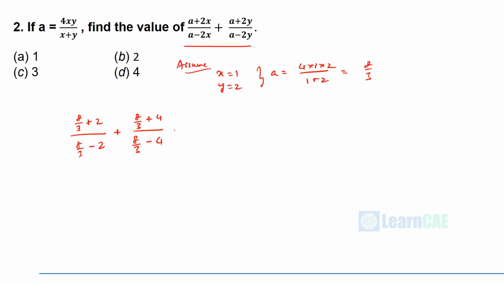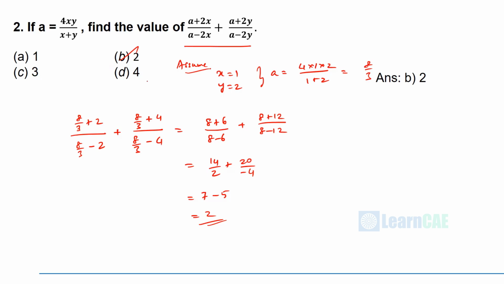Okay, now let us solve. This is equal to, we shall multiply by 3 on top and bottom. This will be 8 plus 6 divided by 8 minus 6, plus 8 plus 4 3s are 12 divided by 8 minus 12, which again will be 14 by 2 plus 20 by minus 4. This is equal to 7 minus 5, which is equal to 2. The answer is 2. You can also substitute this value of a into the original expression and try to find out the value, but it will take a lot of time. So by this method, we have quickly found out the answer, which is 2.